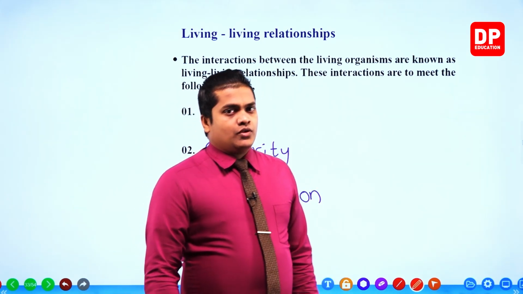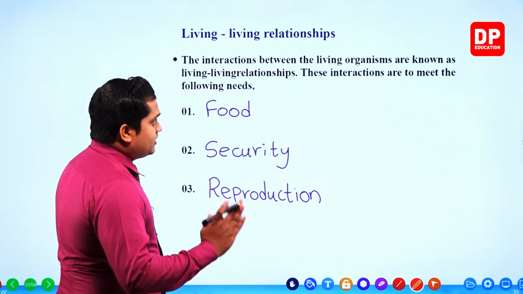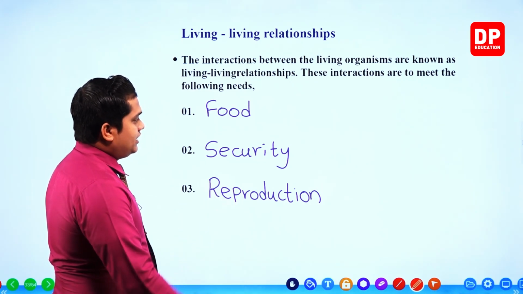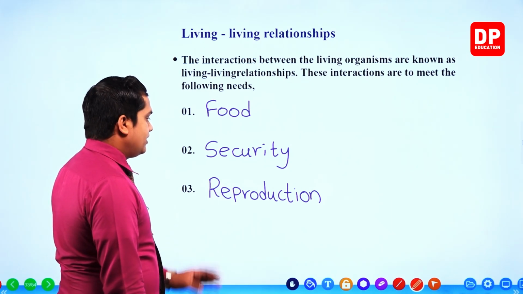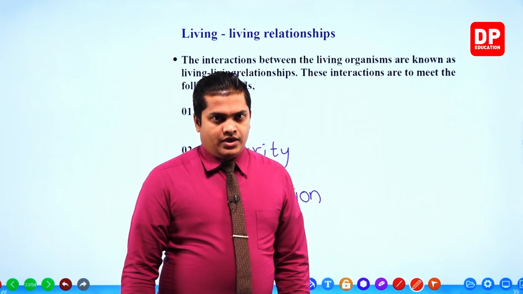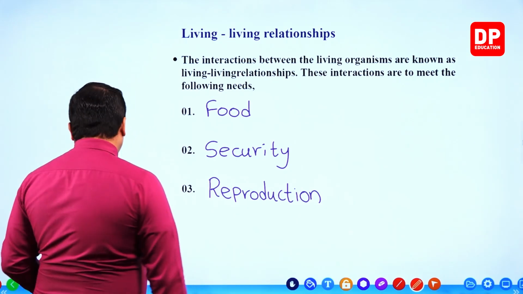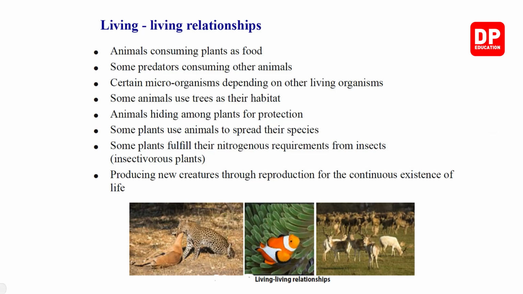So under the living relationships or interactions, these organisms need to meet the following needs. What are the needs? Need for food, need for security, then finding a certain mate for reproduction. Right, now let's head on to see what the other contents are. Now, the examples for living relationships, my dear children. Earlier we discussed only one example. Now you are given several.